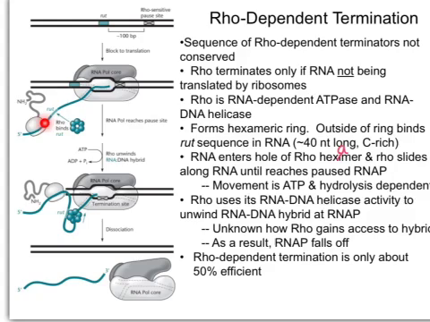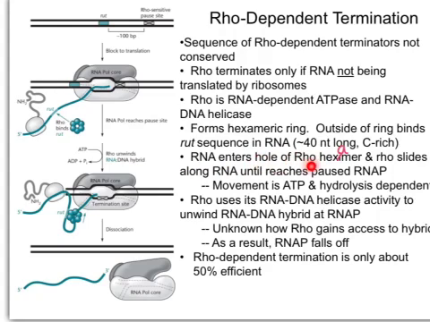As RNA is made and leaves the RNA polymerase, ribosomes bind and begin to synthesize a polypeptide. As long as the ribosome is moving along the RNA, Rho does not bind. However, if anything blocks the ribosome, this causes Rho to bind to RUT. Rho is an RNA-dependent ATPase, and it also acts as an RNA-DNA helicase. So it uses the energy of ATP, shown here, and unwinds the DNA-RNA hybrid.